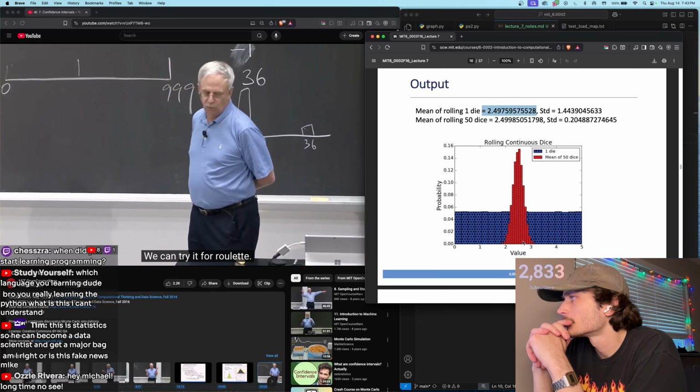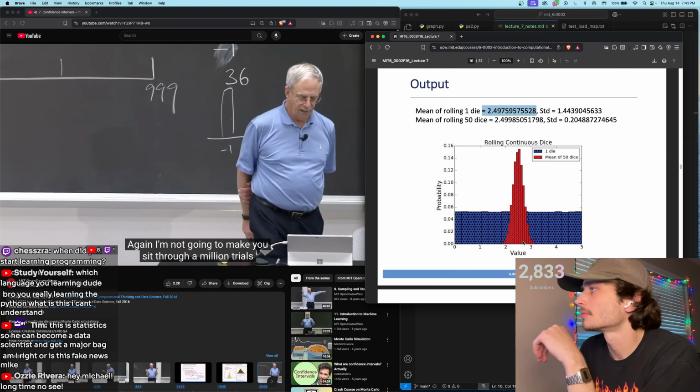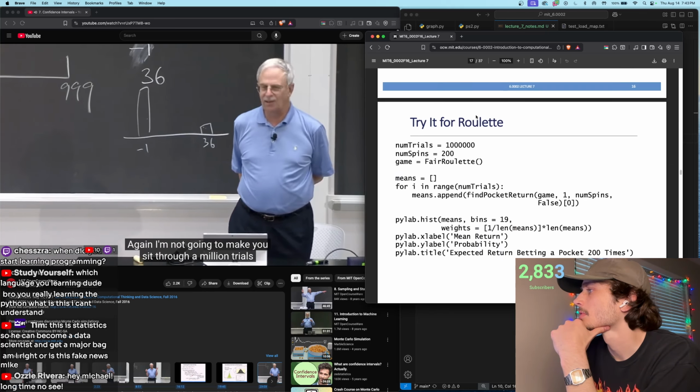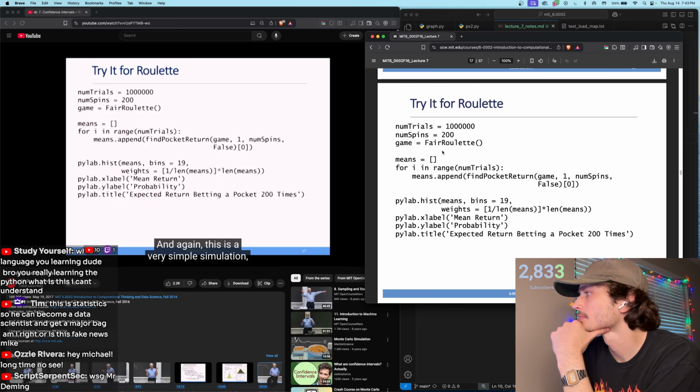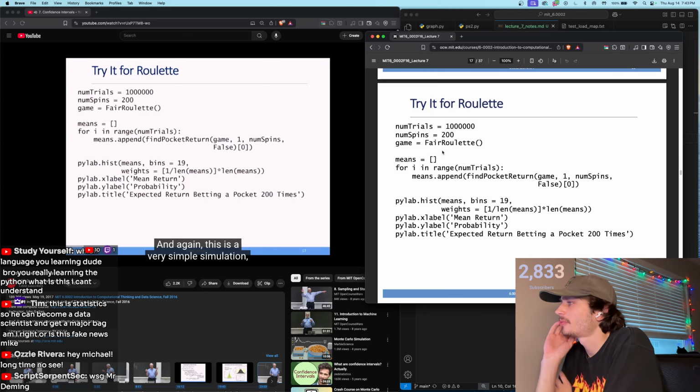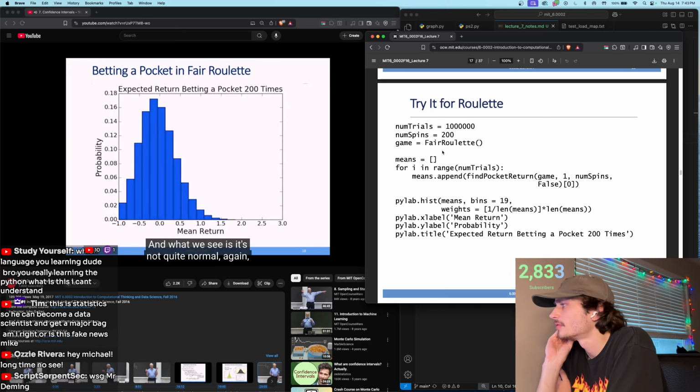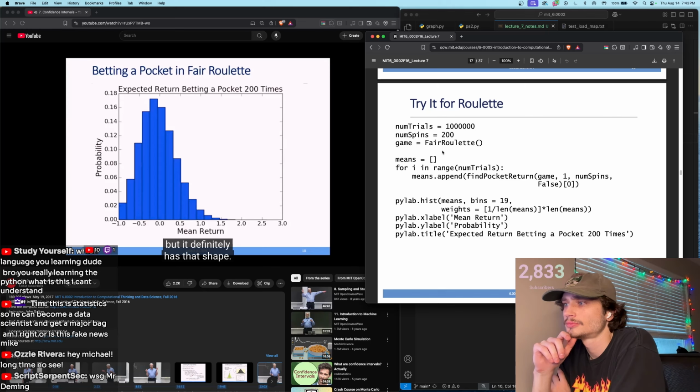We can try it for roulette. Again, I'm not going to make you sit through a million trials of 200 spins each. Okay. I'll do it only for fair roulette. And again, this is a very simple simulation. And what we see is it's not quite normal, it's skewed left again, but it definitely has that shape.